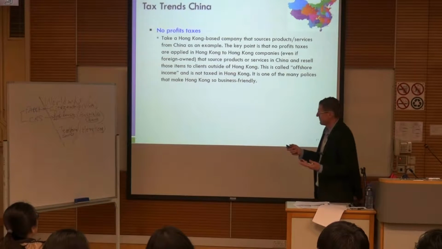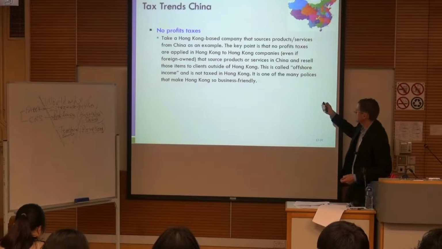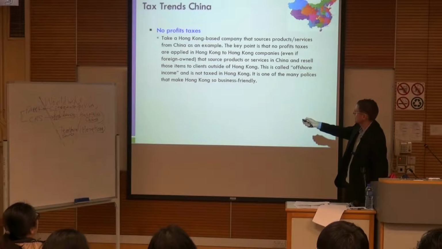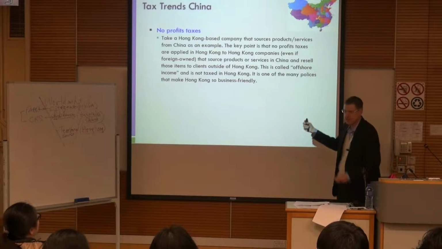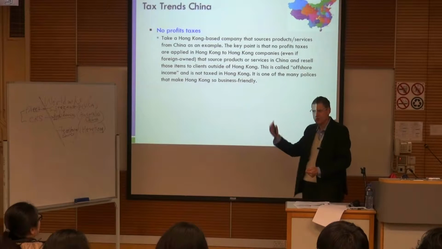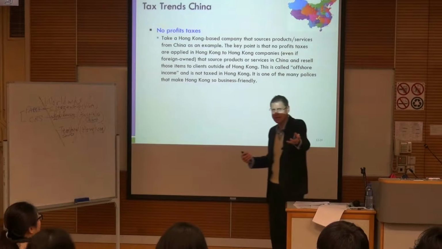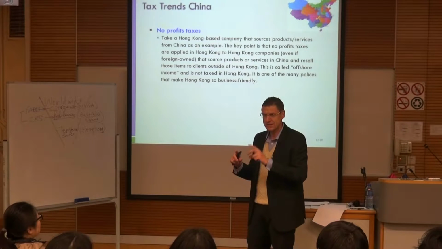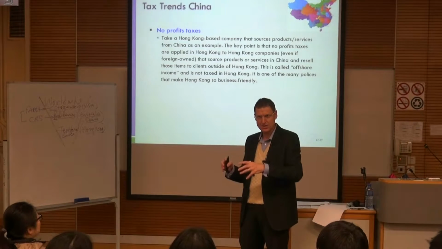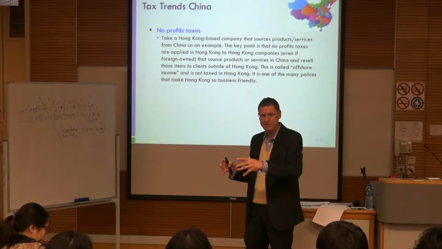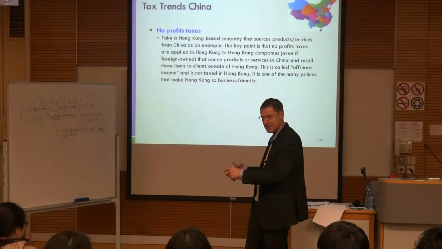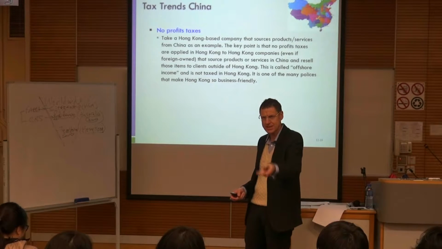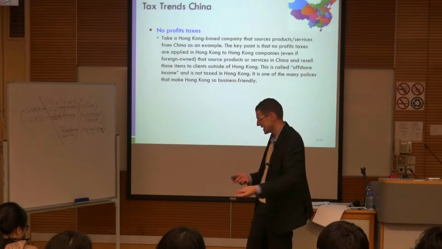Okay, so here's an example of a Hong Kong company that sources product services from China. The key point: no profits taxes are applied in Hong Kong for shipments that go through Hong Kong. So the goods go into Hong Kong, then the goods go out. And like I said, the $10 of that $12 profit that you're taking out in Hong Kong stays here. Of course, then you can use that for further investment into China, or ultimately if you send it as a dividend to the USA, then you end up having to pay tax on it.